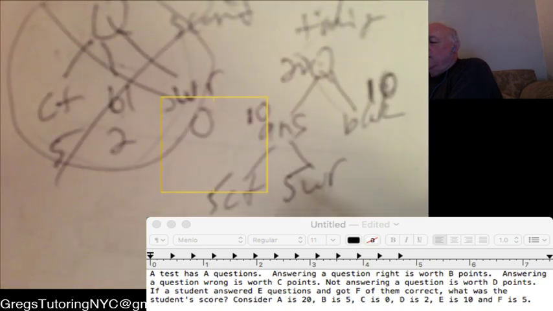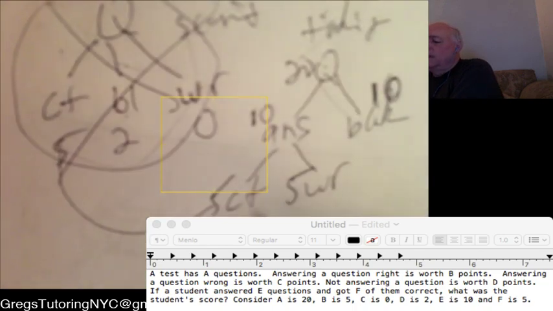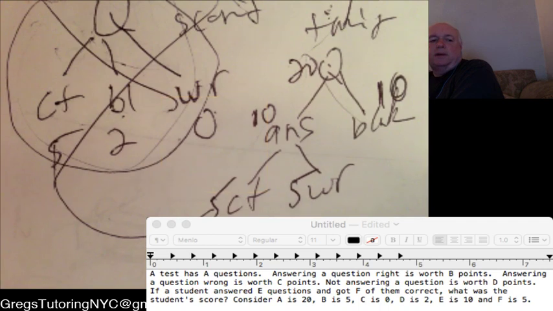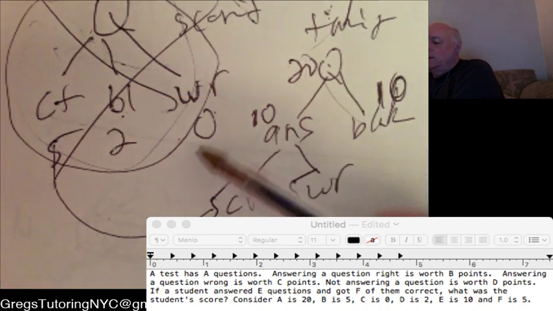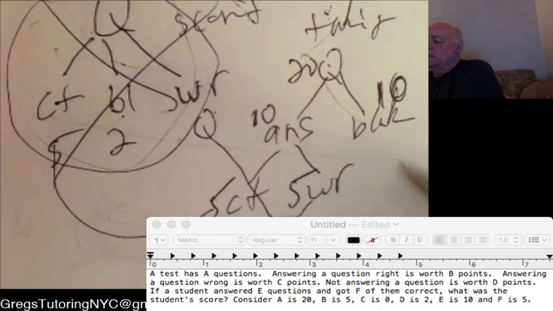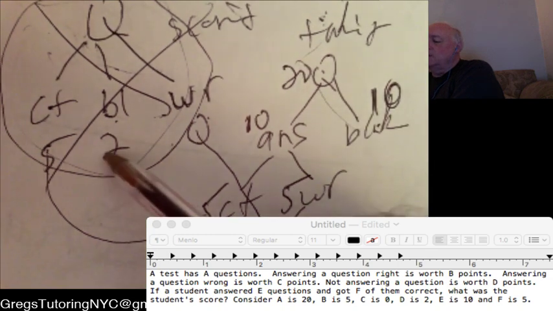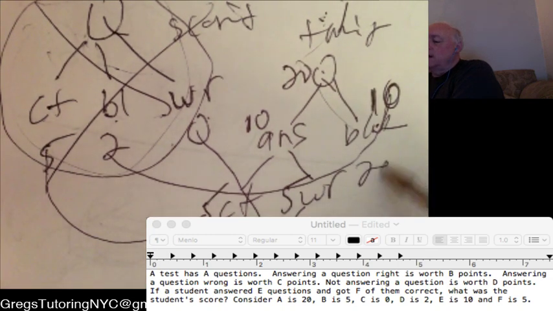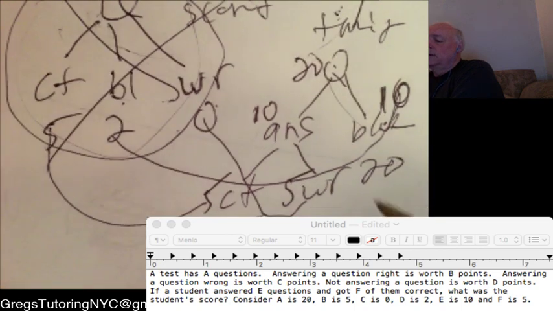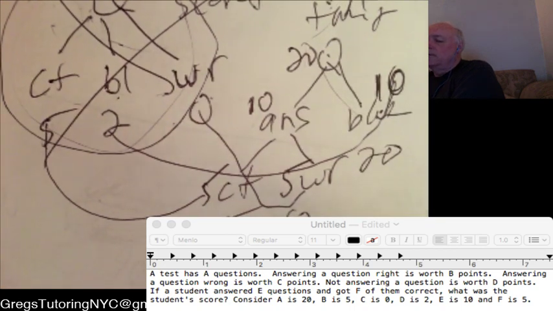So if a correct answer is worth 5 points, that means she got 25 points there. A wrong answer is worth nothing, so she got nothing here. And a blank answer is worth 2, so she got 20 here. So her total is 25 plus 0 plus 20. So she gets 45 points here.